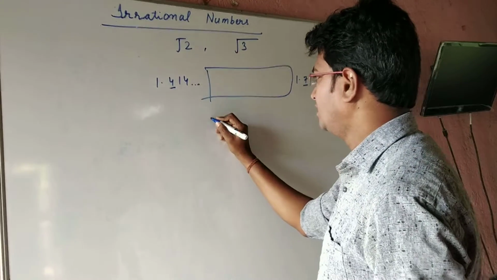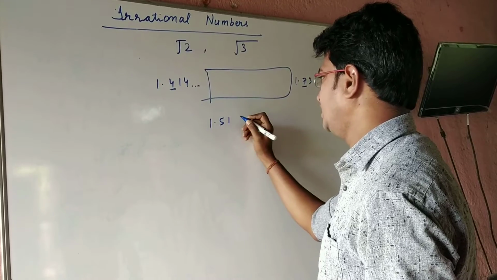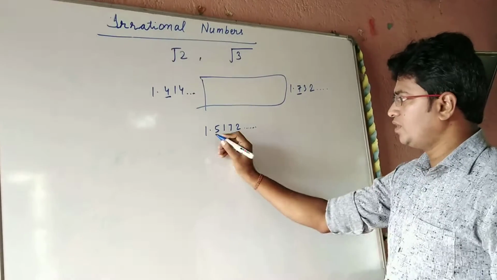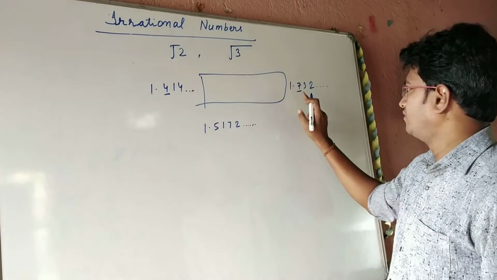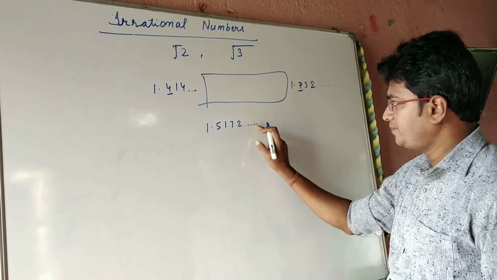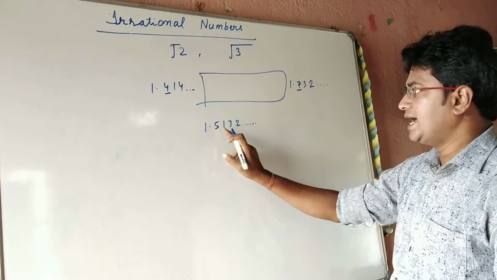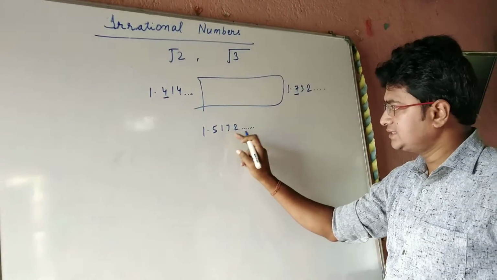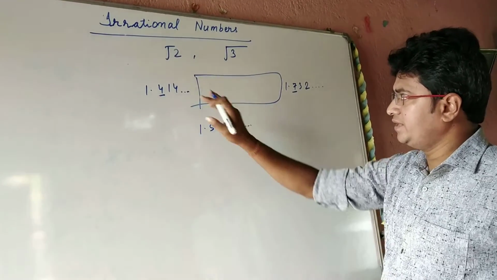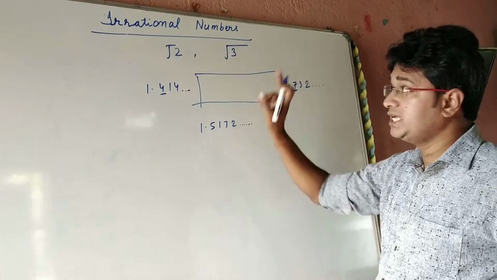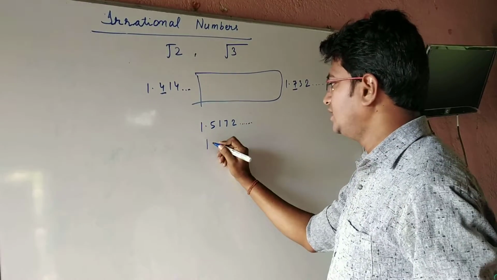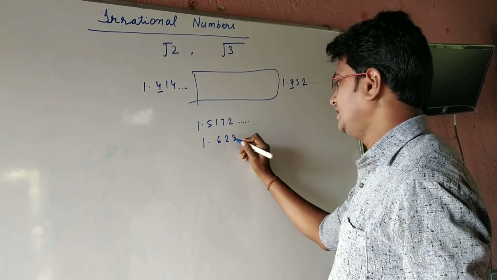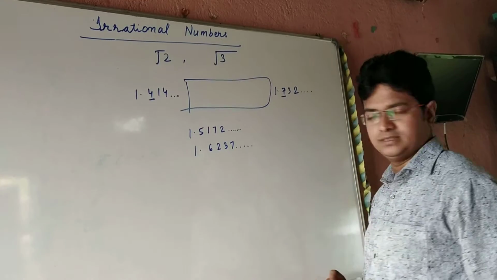So if I am taking 1.5172 and I am putting a dot here. So 1.5 exists between 1.4 and 1.7 and the dot represents it is non-terminating, and 5172, you can see here the numbers are non-repeating. So this is the number between root 2 and root 3. Which number? Irrational number. Second number, if you want, 1.6 also we can take, 6237. You need to put dot here.